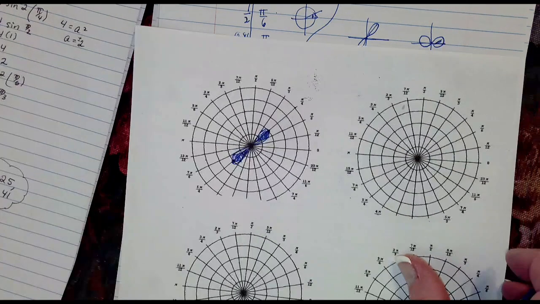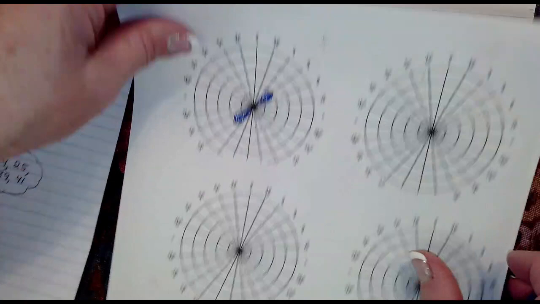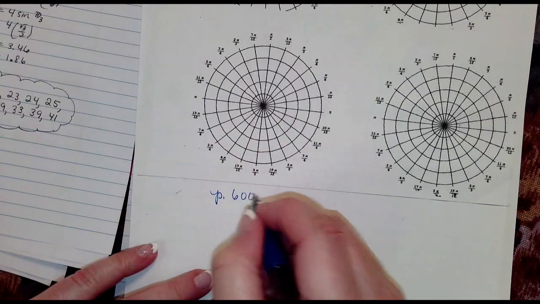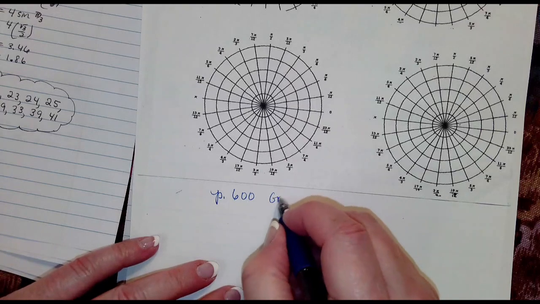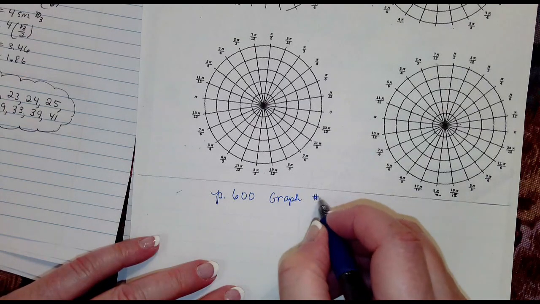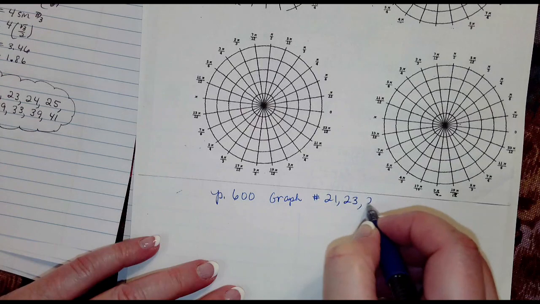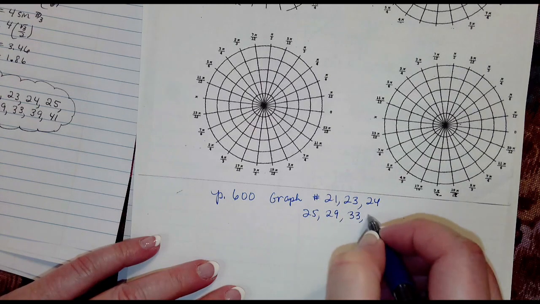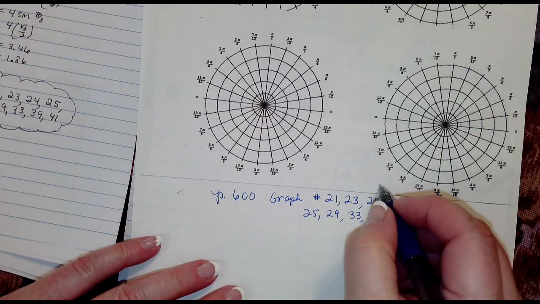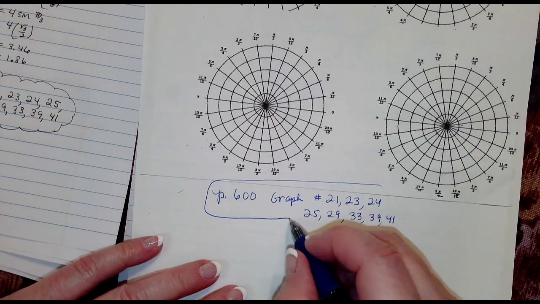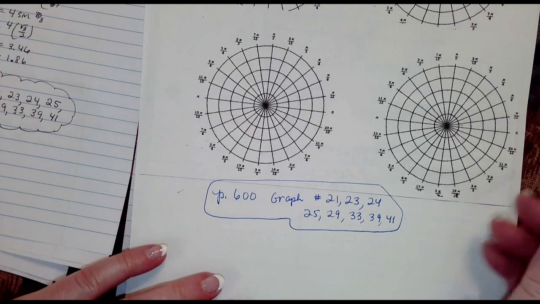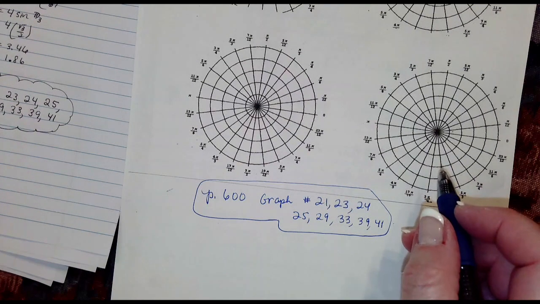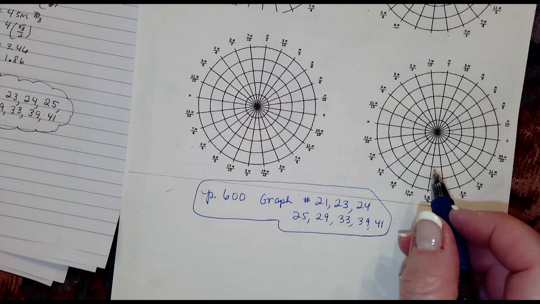Okay? All right. Your homework on this is going to be page 600. We're going to graph numbers 21, 23, 24, 25, 29, 33, 39, and 41. Now, when you graph these, I want to see where you substituted in. I want to see your charts. I want to see where you've written them on the graph. So be specific when you're doing these. Thank you very much.